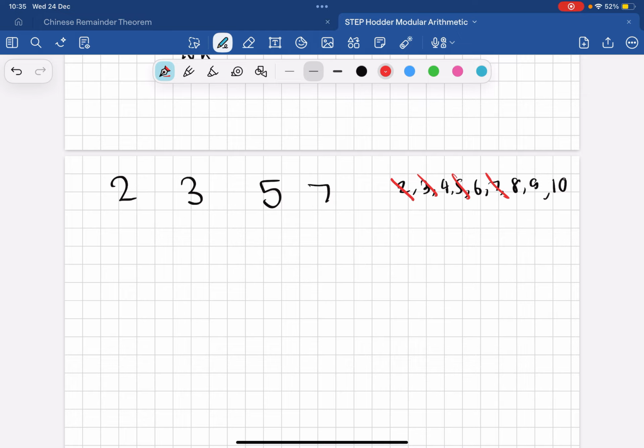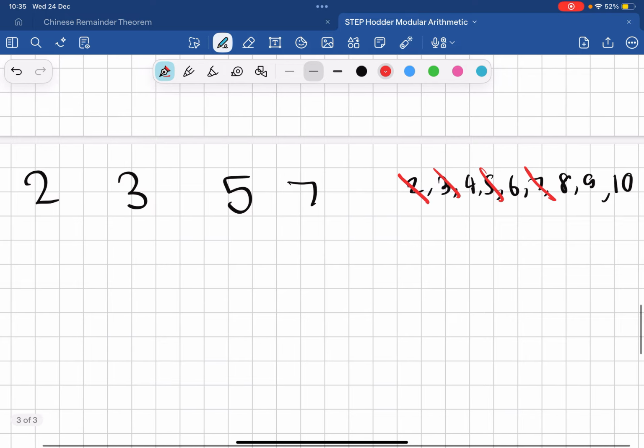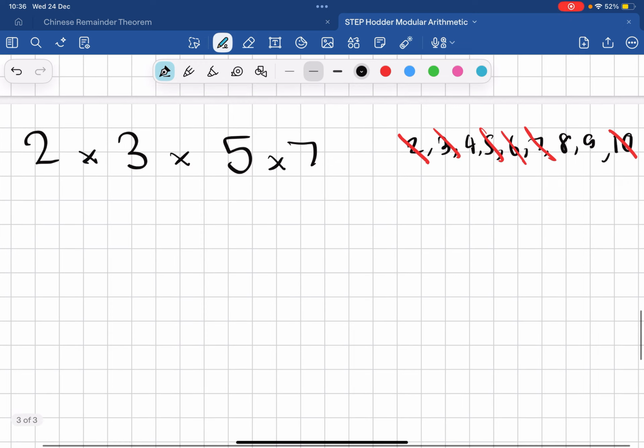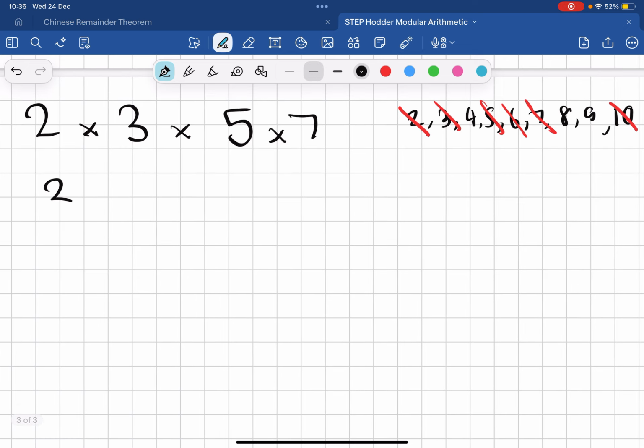Alright, so since our number is a multiple of 2 and 3, it must be a multiple of 6. It's a multiple of 2 and 5, meaning it must be a multiple of 10. Now we're taking the product of 2, 3, 5, and 7. So we need to make sure that this number is a multiple of 4, 8, and 9. To get a 4, well, we've already got one 2, so we just introduce another 2, times 3, times 5, times 7.